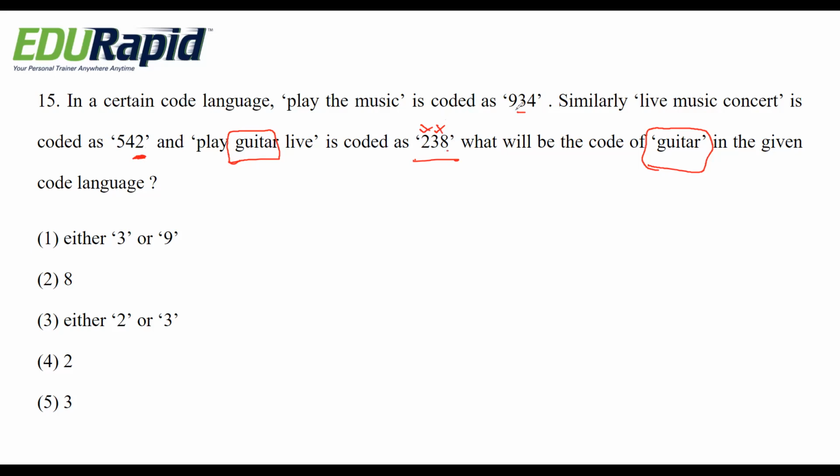Let me check with 8. 8 is not present in the first statement and also not present in the second statement. So we can conclude that for guitar, 8 is the right number. That is option 2. You have to compare like this in the given statements, and you have to identify and tell me the right answer.